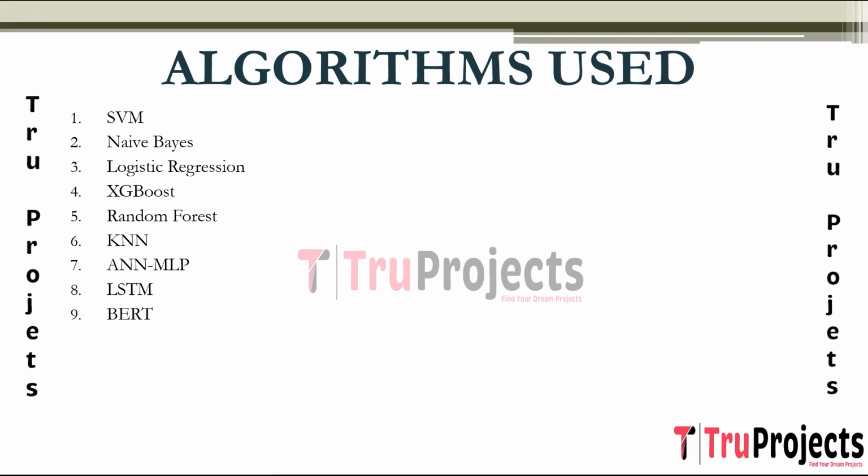The last algorithm is Bidirectional Encoder Representations from Transformers, which is BERT. BERT is a transformer-based language model pre-trained on large corpora. It captures bidirectional contextual relationships between words, and it is widely used for natural language understanding tasks. BERT is selected for its state-of-the-art performance in NLP tasks, including hate speech detection. It excels in understanding the context and nuances of the language, enhancing the model's accuracy.